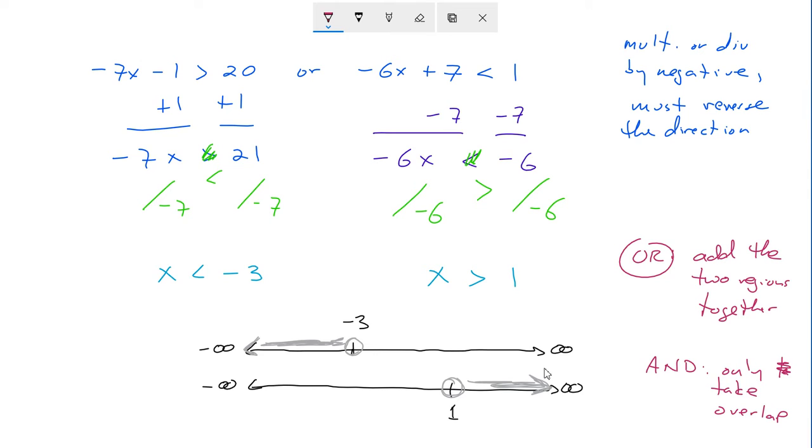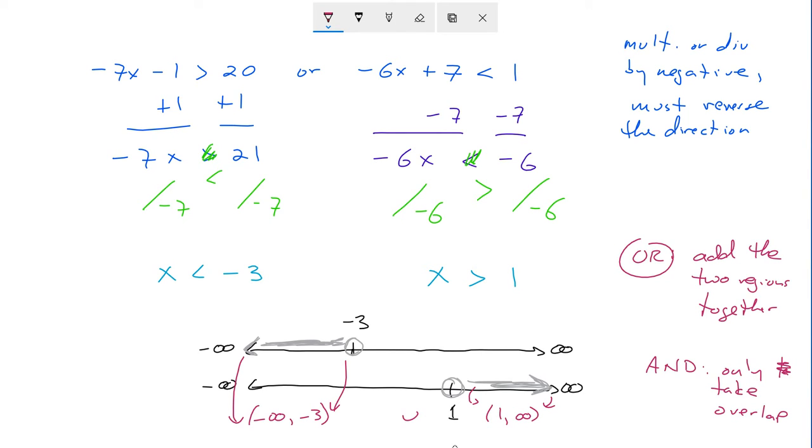Now how do I denote the regions? Basically, just mark down your endpoints. My endpoints here are negative infinity to negative 3 for this piece. This piece is going to be from 1 to infinity, and we're done. Just put a union between them, and you're finished.